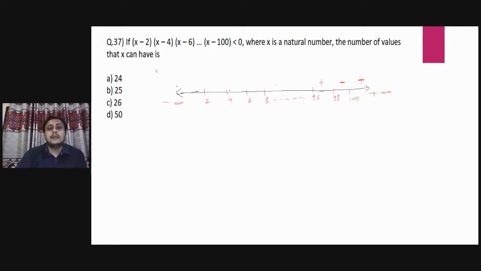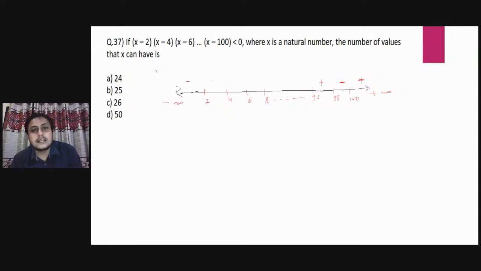Now the main task in this question is to find the sign in these two intervals, means minus infinity to 2 and 2 to 4, right? In these two intervals. If this is found, we can easily solve the question. So guys, we can easily see here, and we need less than 0. Means negative, and x is a natural number. So less than 0 means negative.